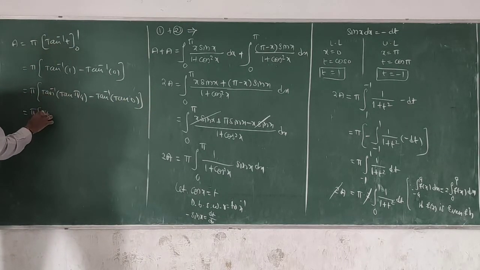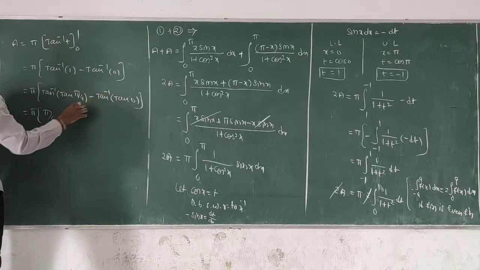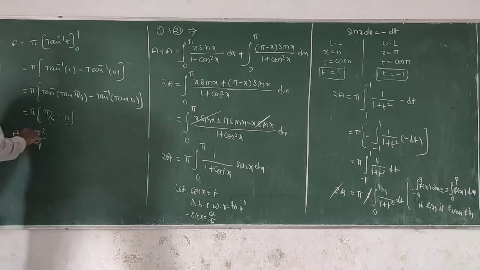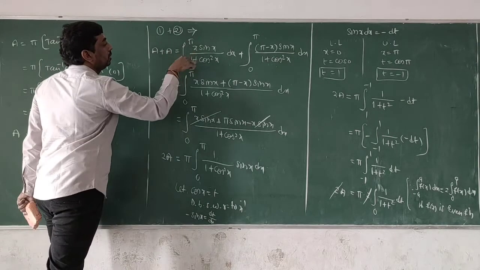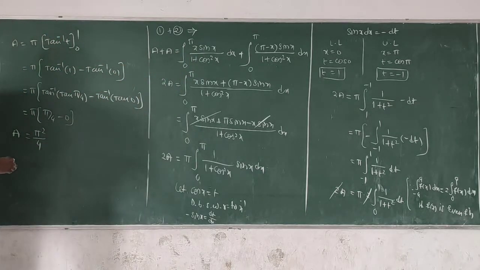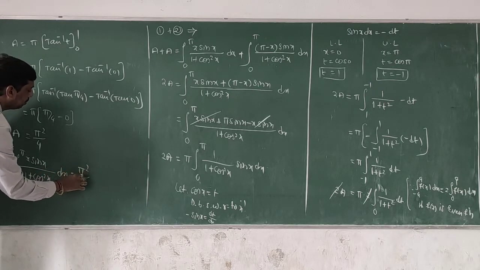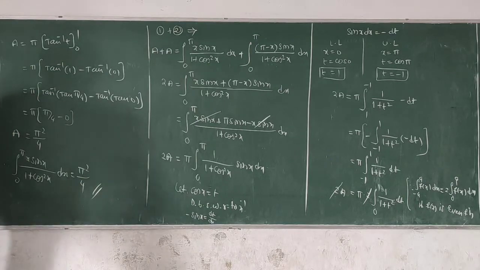Pi into tan inverse of tan pi by 4. Tan inverse cancels with tan, giving pi by 4. Here tan inverse cancels, giving 0. Okay. Pi into pi by 4, which is pi square by 4, is the value. From our assumption, a equals the integration from 0 to pi of x sin x by 1 plus cos square x dx. Therefore, the integration from 0 to pi of x sin x by 1 plus cos square x dx equals pi square by 4. That's the end of the solution.